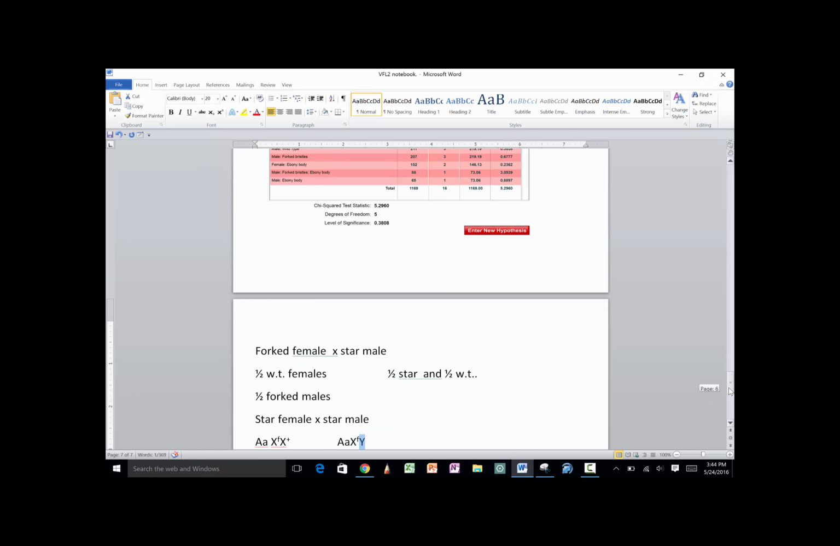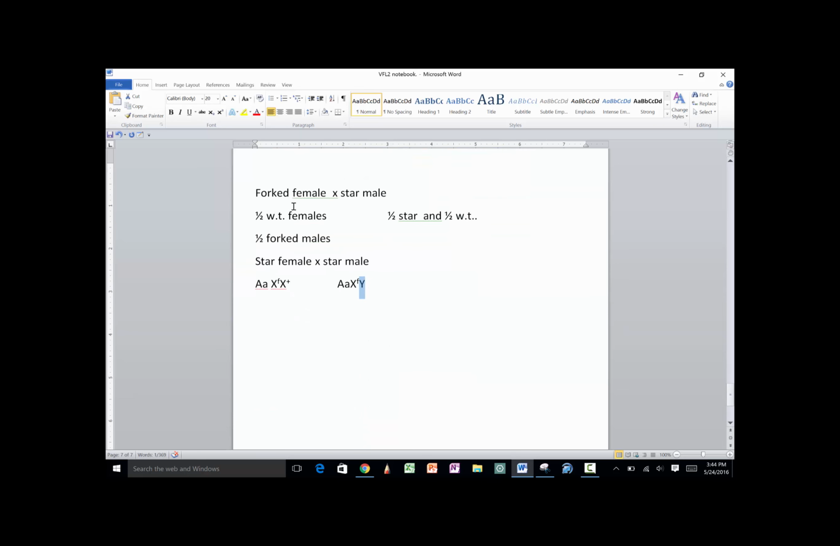All right, so that's what we expect. Forked female. I'm going to write this down. So we're going to do a forked female cross to a star male. We expect 1/2 star, 1/2 wild type, and 1/2 forked. We're going to take a star female and a star male. This male is also forked. We're going to mate them together. Now remember, what we expect is 2/3 star, 1/3 wild type.